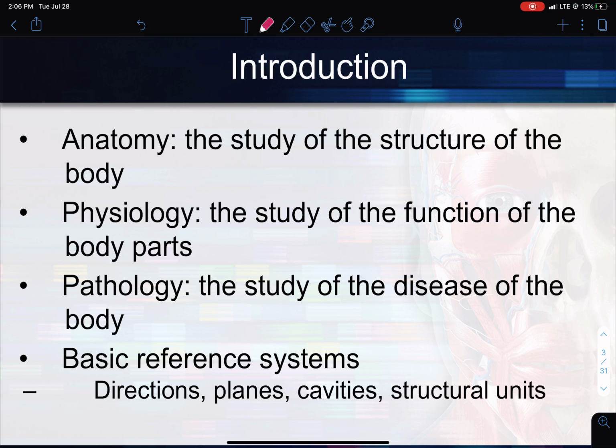Then you have pathology, and pathology is anything that is going wrong with the body. That usually means it's in some sort of state of disease. So patho refers to anything that is in a disease state, and ology at the end means the study of, so the study of disease.